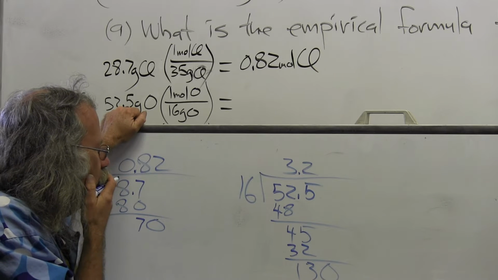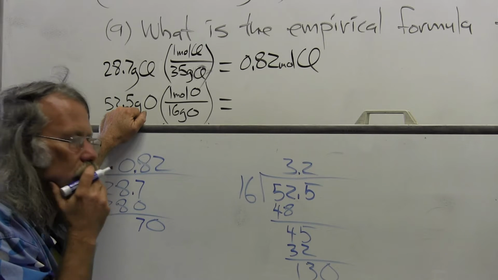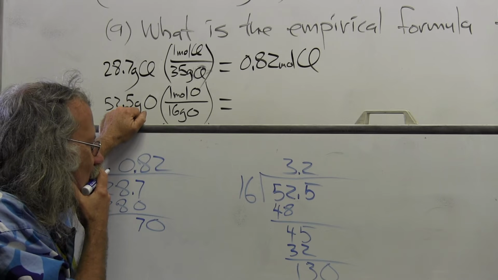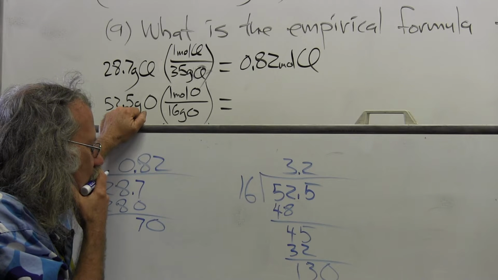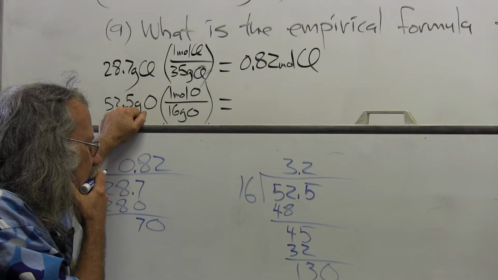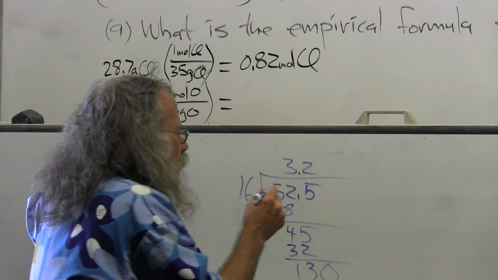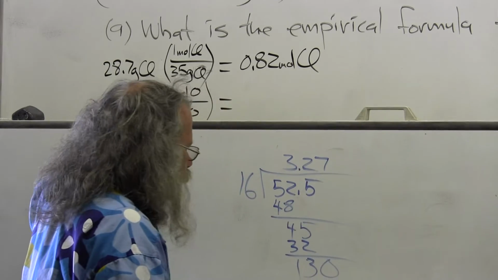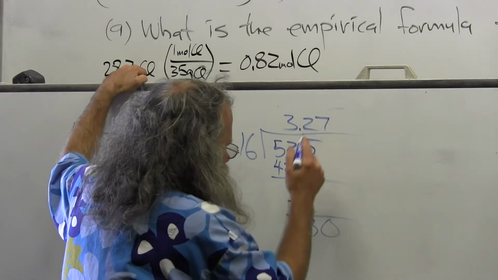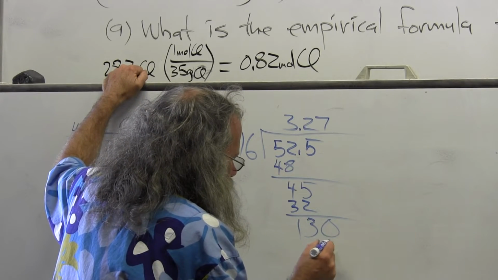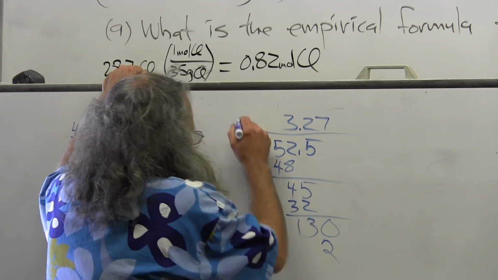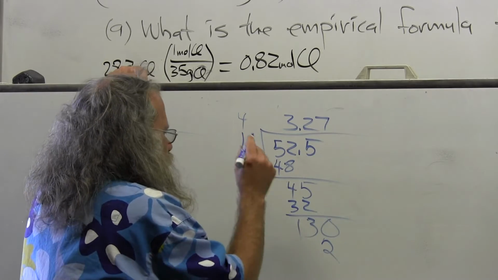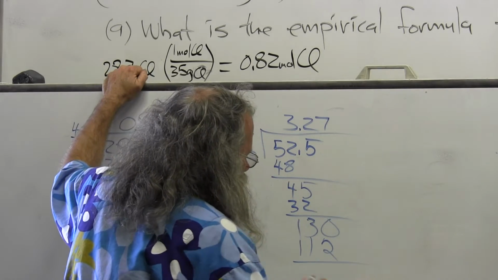160, 130, 32 times is 32. So it's going to be around 8. Actually, it's going to be around 7, I'm guessing. 7 times 6 is going to be 42. 7 times 1 is 7, and 4 is 11, 112.